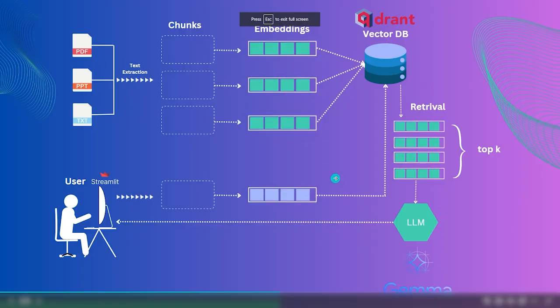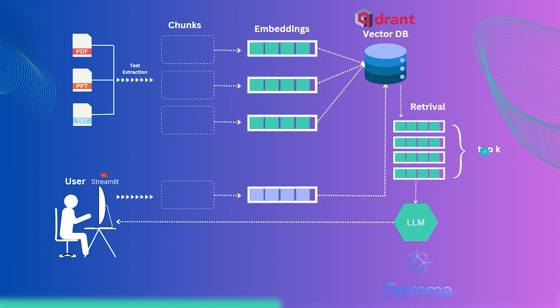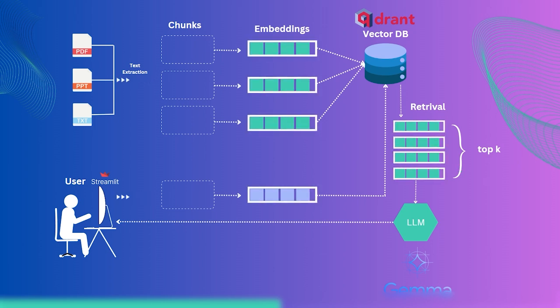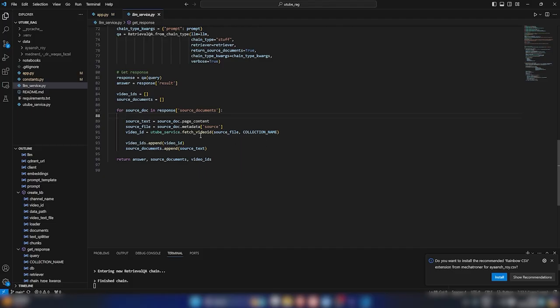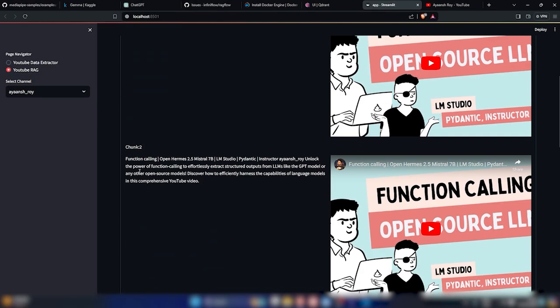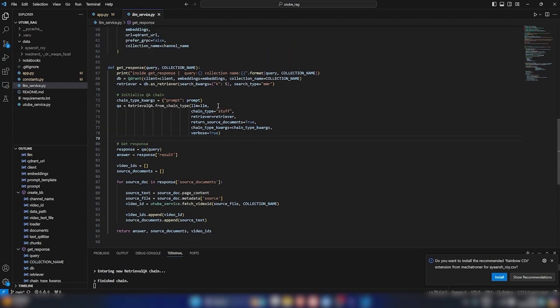If I go back again to this particular visualization, we can see that these are the retrieved chunks. For our case, k equals 5, and we have used the MMR type of search, and we have the Gemma LLM. We can see we have source docs and all the chunks, which we are showing in the UI. These are the chunks which have been fetched from the retrieval, and we are also showing the respective videos.